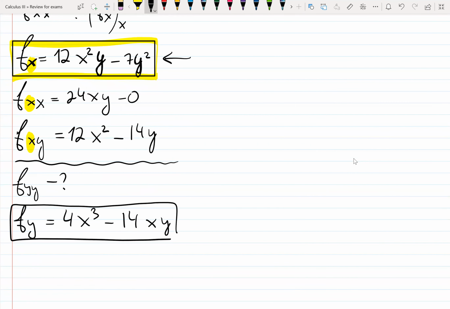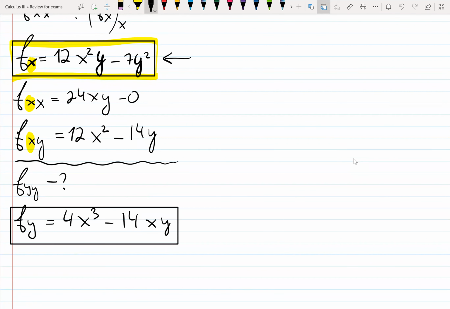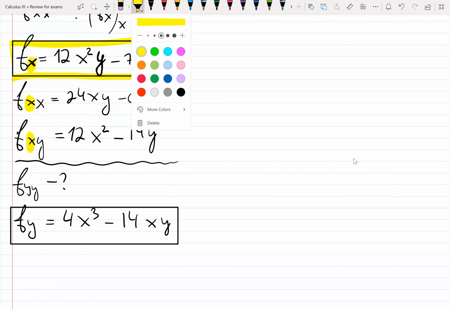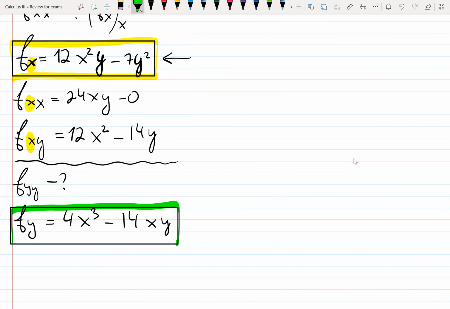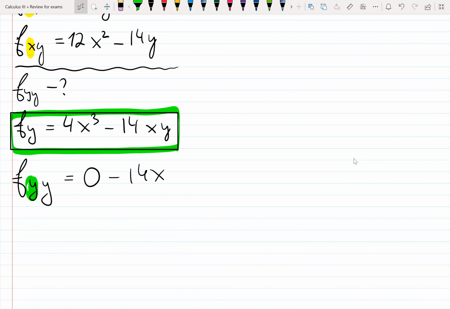Putting this in the box. Let's make a pretty one. Now it's the second box. So this one. And now if I want to find derivatives like fyy or fyx, I know where to look. I will be looking where the first derivative was taken with respect to y. So if I want to do it with respect to y again, it will be 0 minus 14x, because y survives, y gave you 1, and 14x survives as a constant being multiplied by a variable.